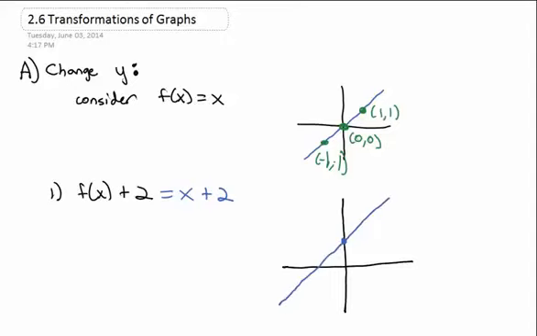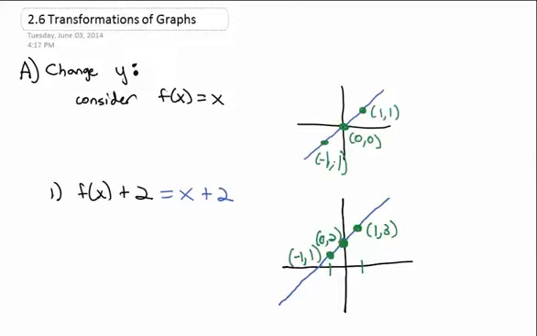And so we're looking at how y changes. We're going to keep the same x's we had before. So when x is 1, 1 plus 2 is 3. So we have 1, 3. When x is 0, 0 plus 2 is 2. So we have 0, 2 on the graph. And when x is -1, plugging -1 into the function, -1 plus 2 is a positive 1.